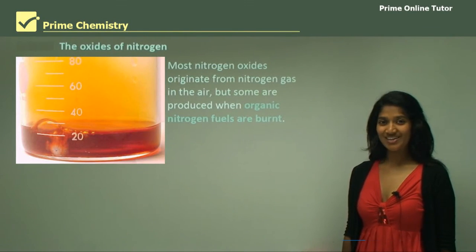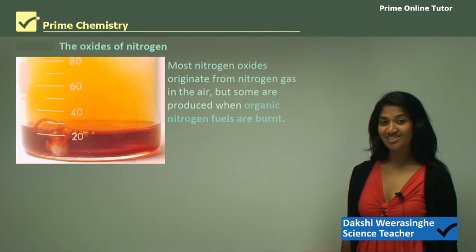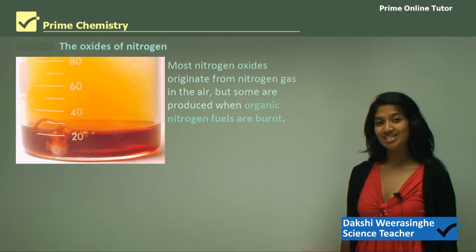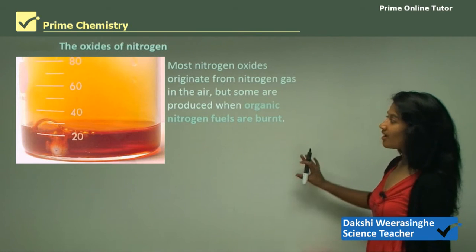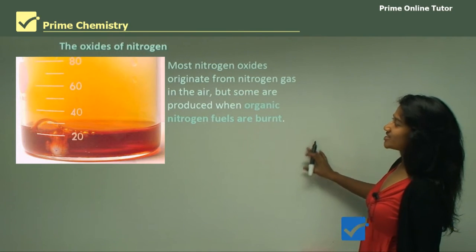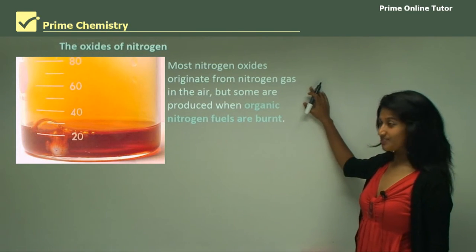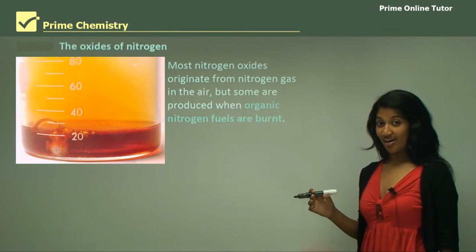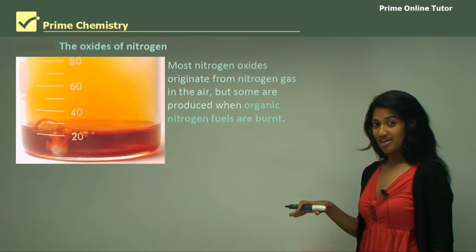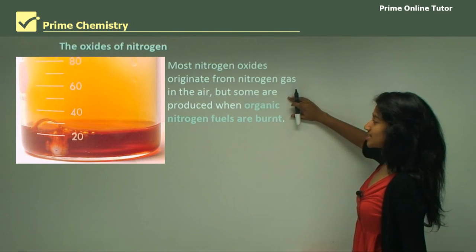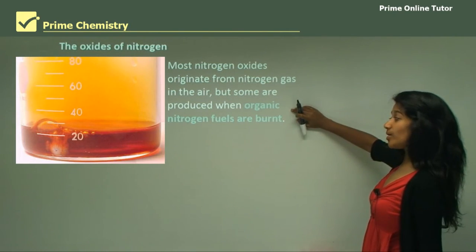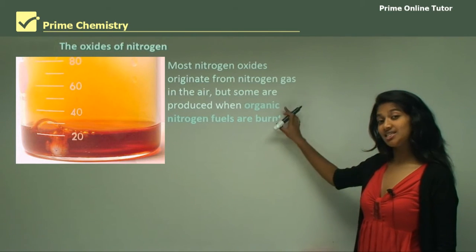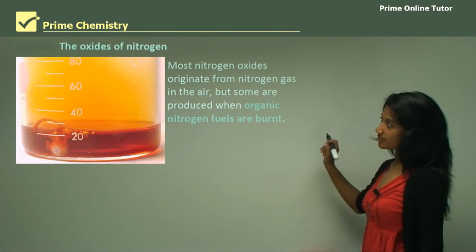Hello everyone, today we will be starting on the oxides of nitrogen, and this is part of the acidic atmosphere topic. Most nitrogen oxides originate from nitrogen gas in the air, because we do have a lot of nitrogen gas in the air, making up a lot of the air. But some are produced when organic nitrogen fuels are burnt, and this is a man-made process.